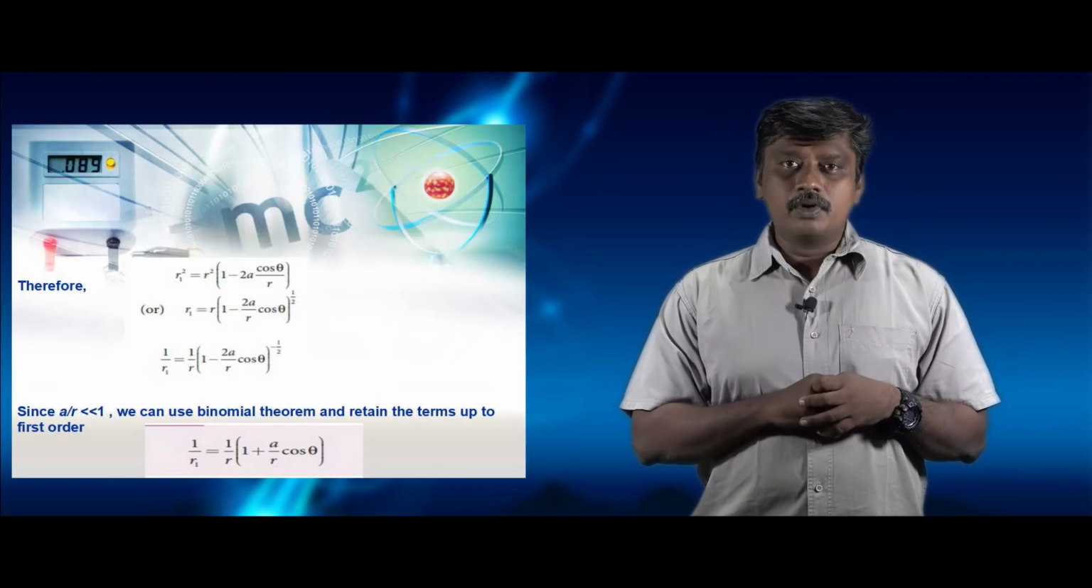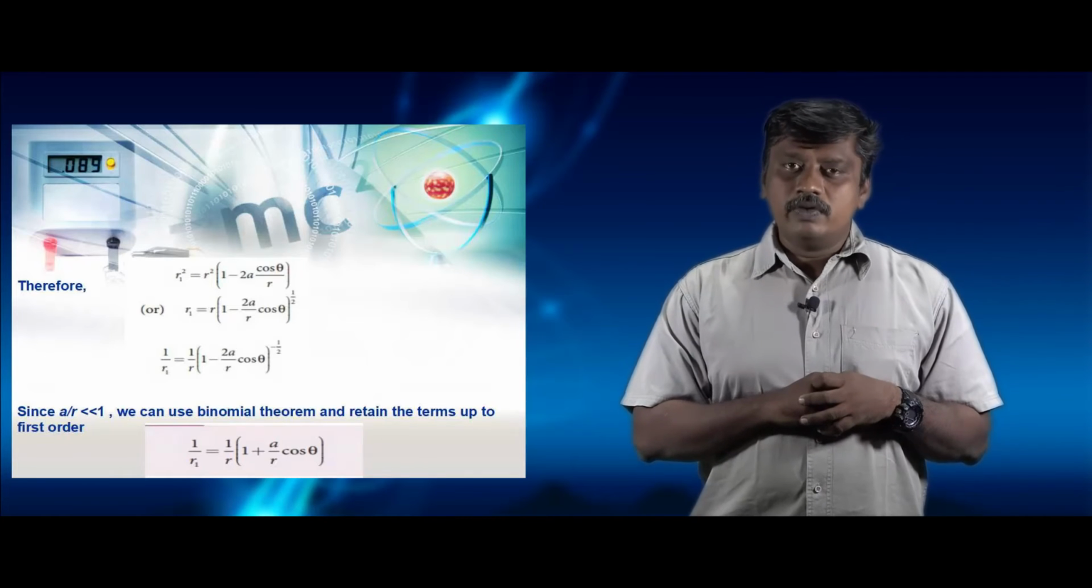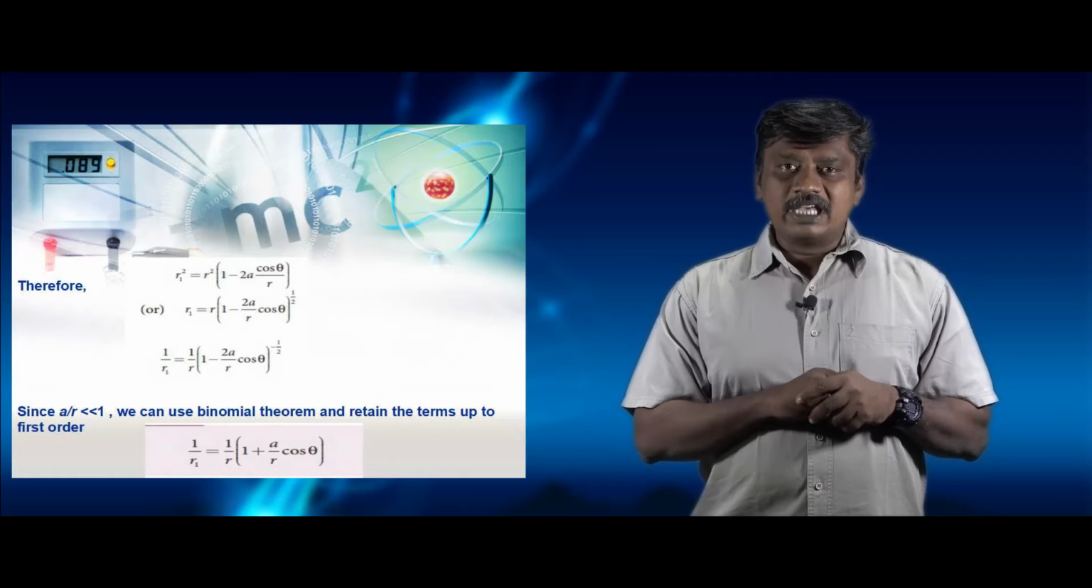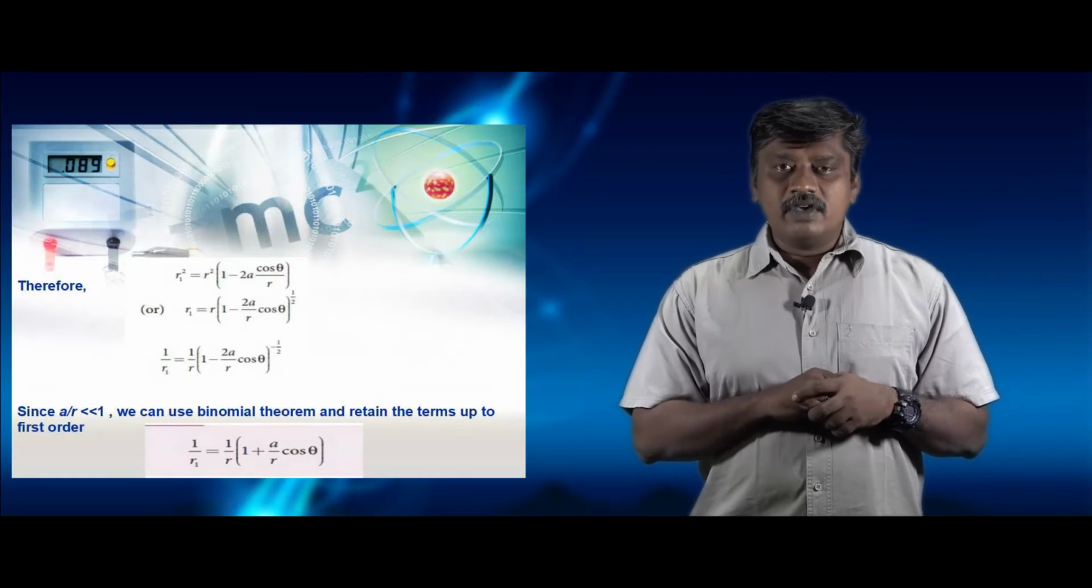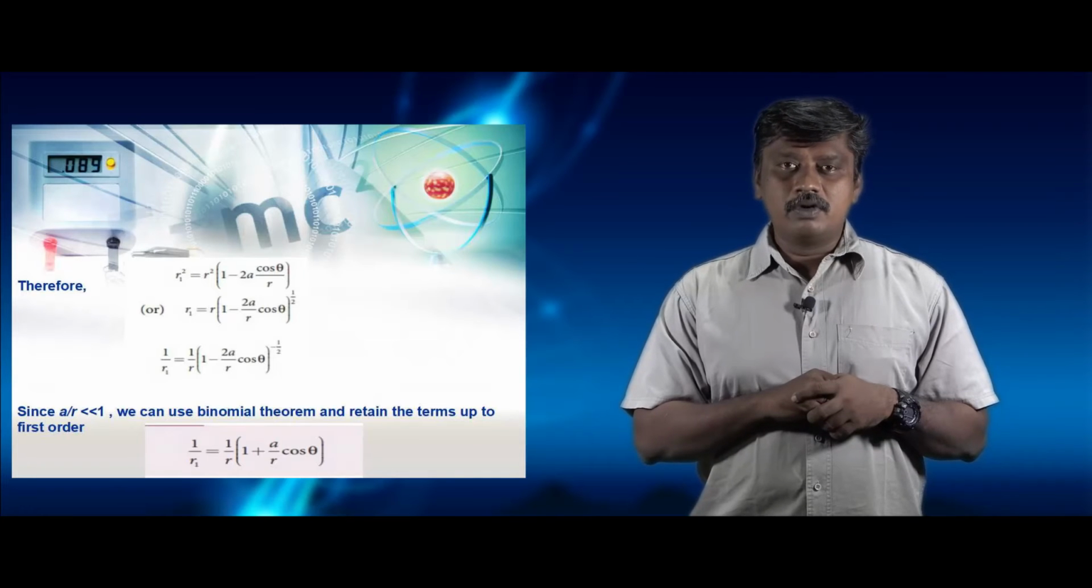Then finding the reciprocal, we will get 1 by R1 is equal to 1 by r into 1 minus 2a by r cos theta whole power minus half. Now we can use the binomial theorem to expand the entire expression. If we expand, the higher order terms can be ignored. After ignoring the higher order terms, we will get 1 by R1 is equal to 1 by r into 1 plus a by r cos theta.